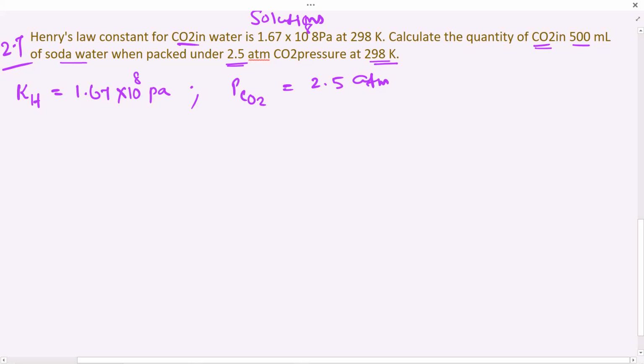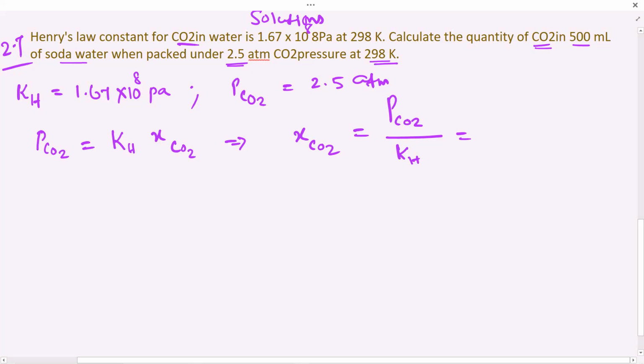Okay, let us apply Henry's law here. What is Henry's law? The partial pressure of CO2 is equal to Henry's constant into the mole fraction of CO2. So here, the partial pressure of CO2 has been given and the Henry's constant has been given. So what we have to find out is the mole fraction. The mole fraction of CO2 is equal to the partial pressure of CO2 divided by Henry's constant.